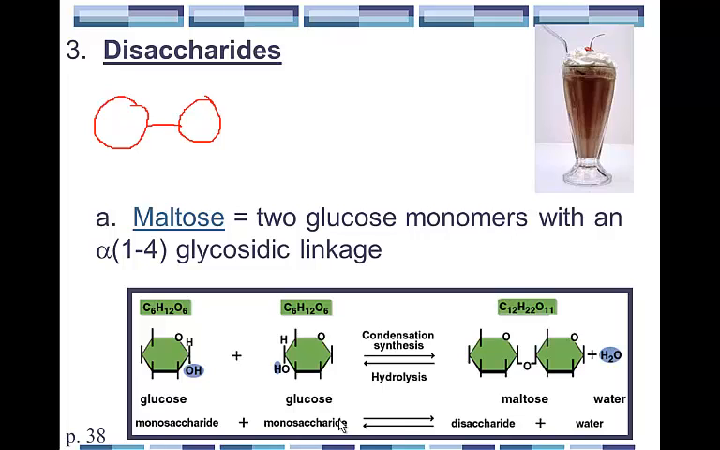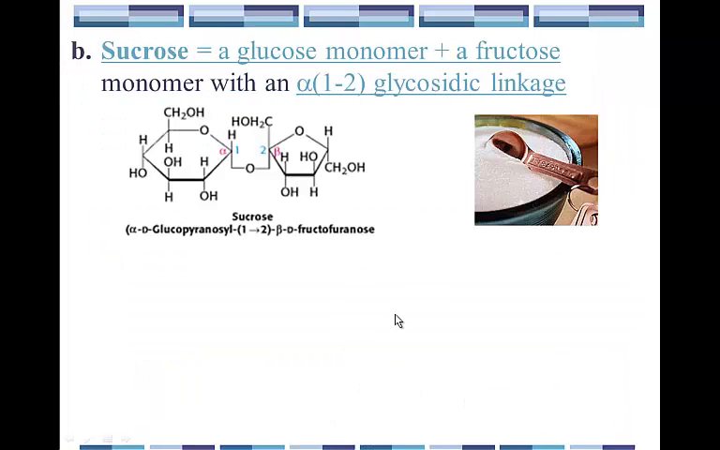You of course can put the water back in to break something apart, and that would be the hydrolysis reaction. So you get the arrows going in each direction. If I'm going to put it together, going this way. If I'm going to break it apart, going that way. In each case, water is involved. Either take the water out to put something together, or put the water in to take it apart. The next type of disaccharide I want to talk about is sucrose.